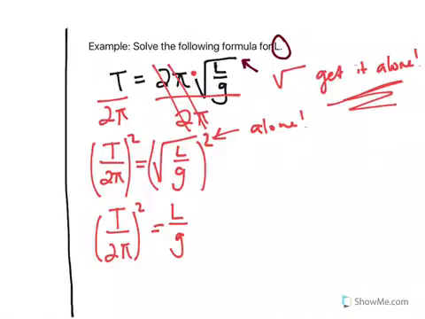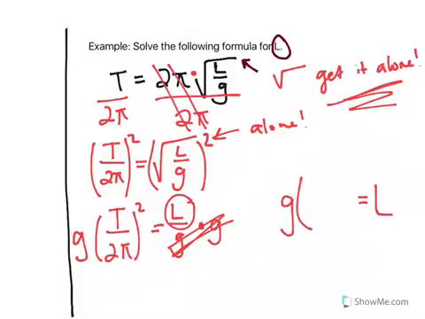Alright, we're almost there. L is almost by itself, but look at that, we've got another fraction. So we're going to multiply both sides by g in order to get rid of the fraction, and that successfully got L to be by itself. So we have L equals, and then on the left we can write g times (t over 2 pi) squared.